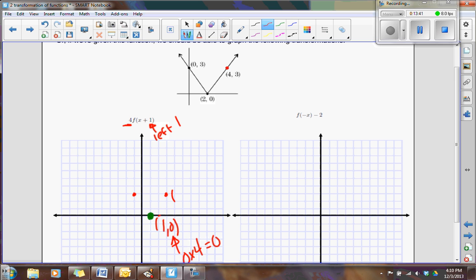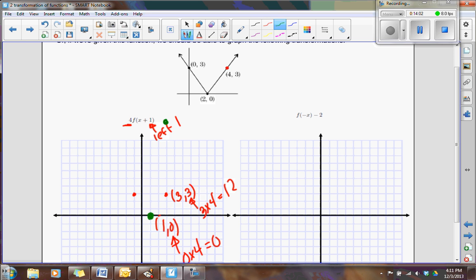We're going to do the same with this point here. We've got the point 3, 3. We're going to multiply y by 4. So 3 times 4 gives us 12. So really, we're going to keep our x value the same, and we're going to move y up to 12. So we've got 3, 4, 5, 6, 7, 8, 9, 10, 11, 12, somewhere off the graph here.